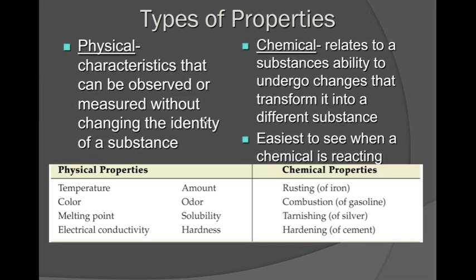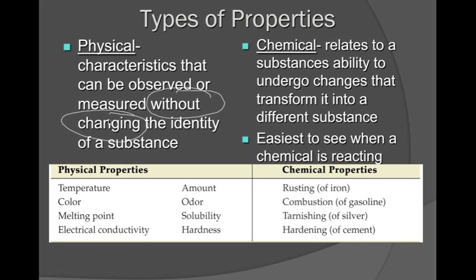Now, the types of properties that we talked about earlier in the semester were physical changes and chemical changes. Physical changes are basically the characteristics that can be observed or measured without changing the identity of the substance. And the main thing here is without changing. Guys, the main thing about physical changes or physical properties is we never change what the substance is. If we take an ice cube and melt it, it's still water. It's still H2O. It's just in a different state. That's an example of a physical change.